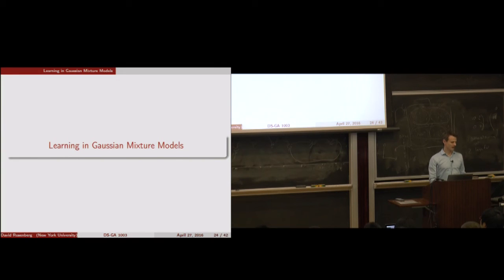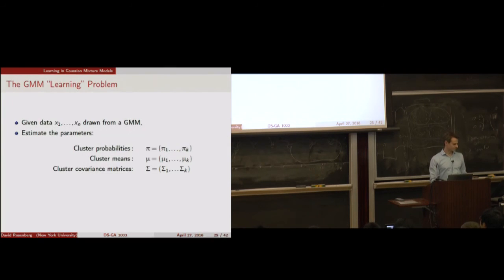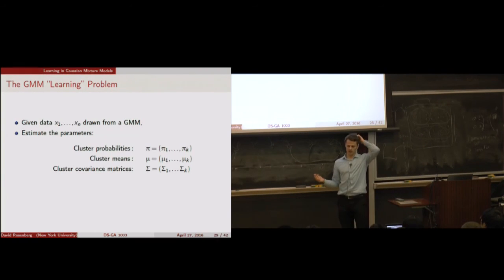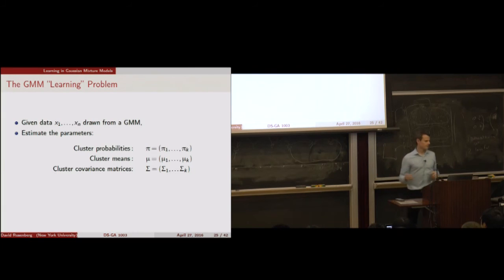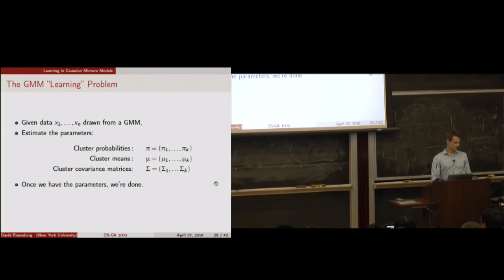All right, so the learning problem for Gaussian mixture models. So now let's expand to not just one x, but now we have a training set, x1 through xn. That's our data, drawn from a Gaussian mixture model. And these are all the parameters we have to estimate for a Gaussian mixture model. It's a lot. But once we have the parameters, we're set. That's great.